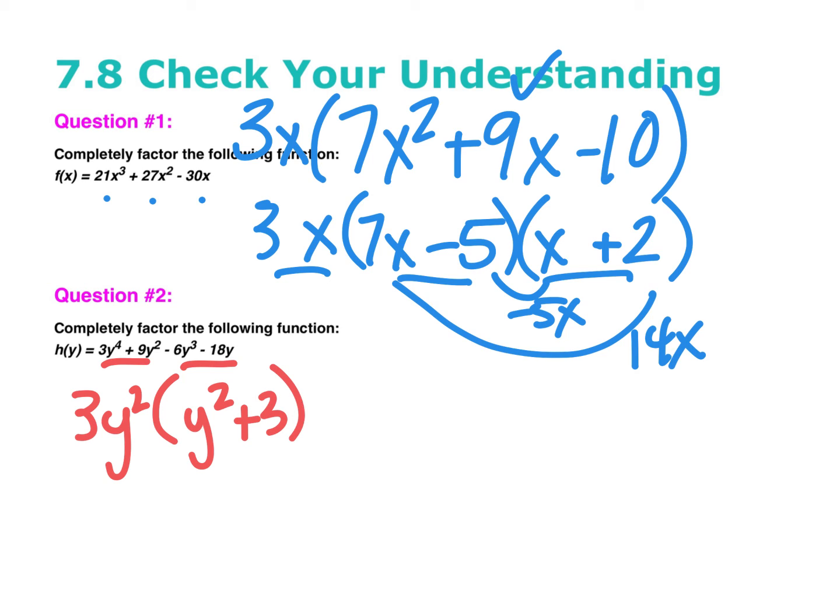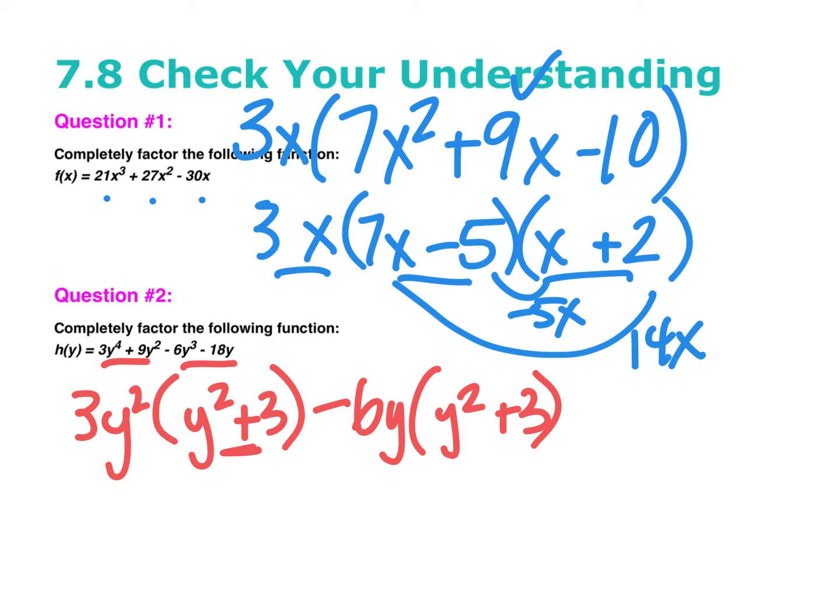The next term, can I get it to look like a y squared plus 3? It looks like I can pull out a negative 6 and another y. And then that's going to leave me with a y squared, and then negative 18 divided by negative 6 is a positive 3. And then the y comes out.